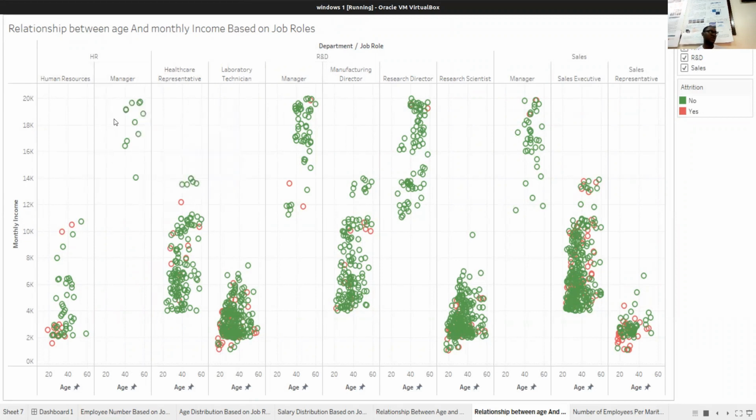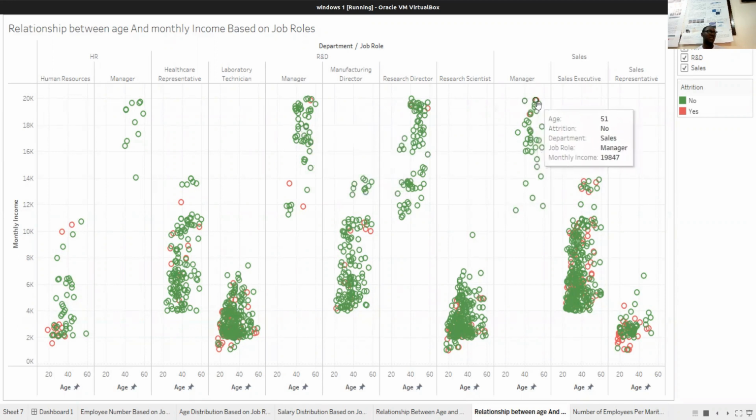So this shows us that it's actually the managers that earn highly in the HR department, and these people are also much older. So these younger people that work as human resources are the ones that usually churn in this department. And then again, there are similar characteristics for all managers in different departments. So we have managers in the research department, and then we have the managers in the sales department. So we see that generally managers earn a higher salary and they are less likely to churn.